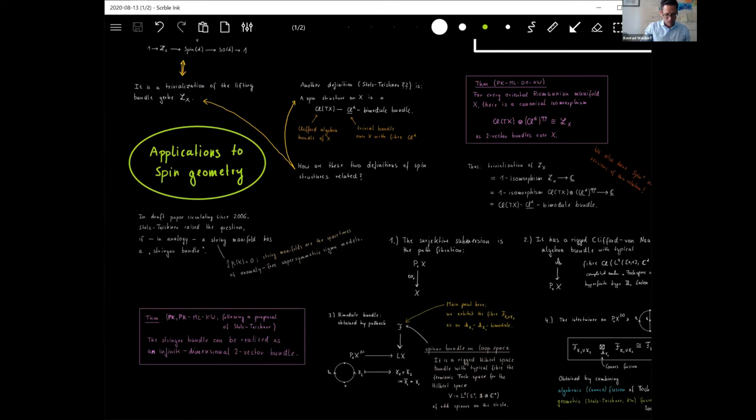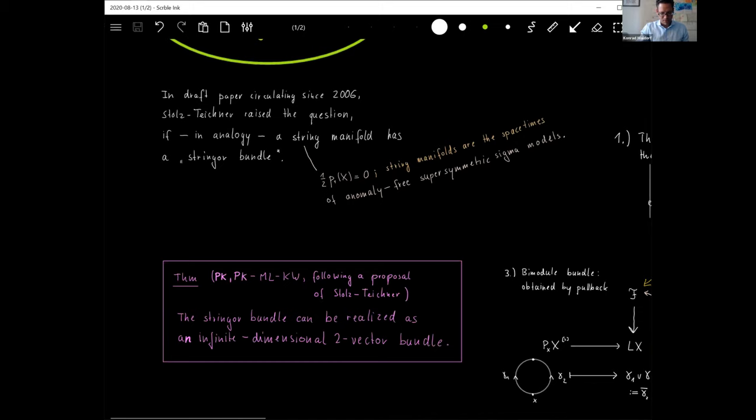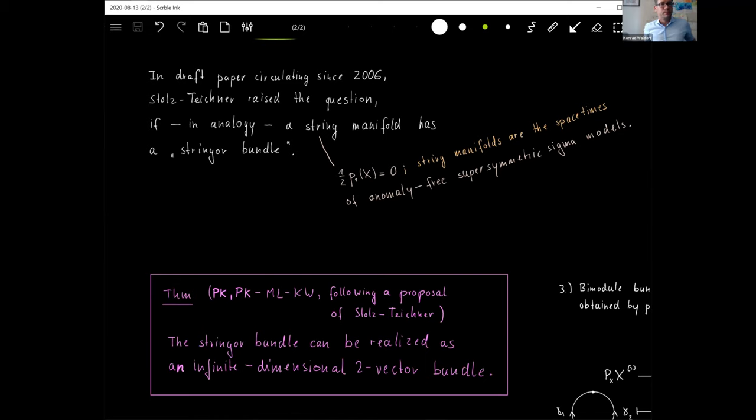another application to higher spin geometry, which is also called string geometry. That goes back to a draft paper by Stolz-Teichner that they wrote maybe in 2000, and they raised the question if a string manifold has what they call a stringor bundle. Like a spin manifold has a spinor bundle, something that uses the spin structure, combining it with a representation, and then makes this bundle, which, for example, has an interesting differential operator. And they were wondering if that's true for string manifolds, if there is a generalization of this.